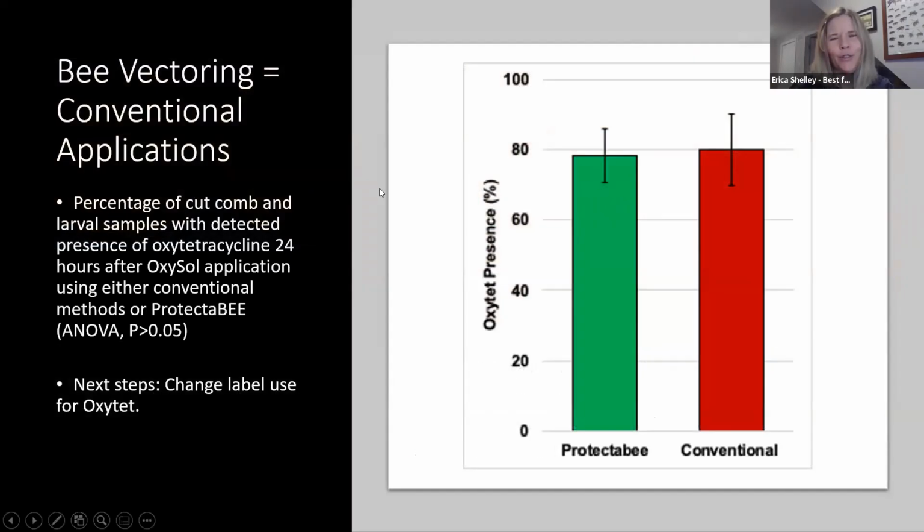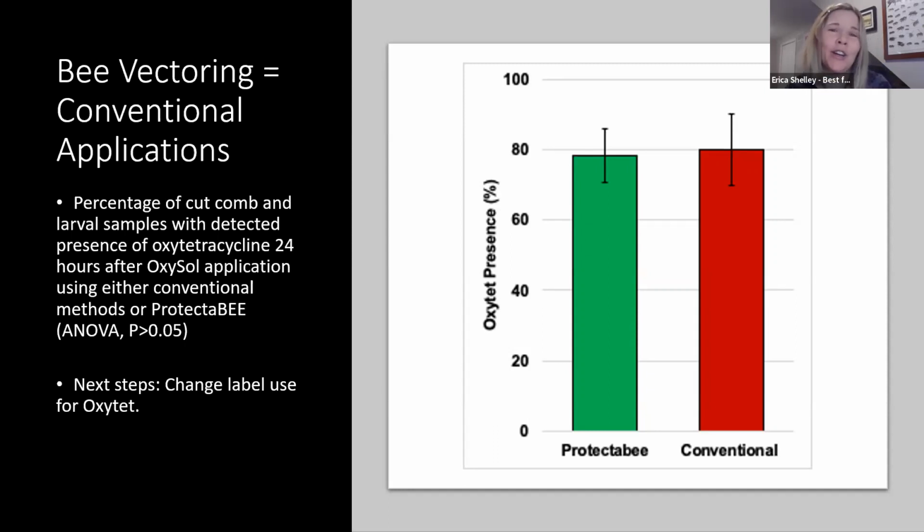And the best news was that we got pretty much the same amount of antibiotic presence in all our samples using bee vectoring as we did with the conventional application. So this meant that this could be a substitute for conventional treatments.